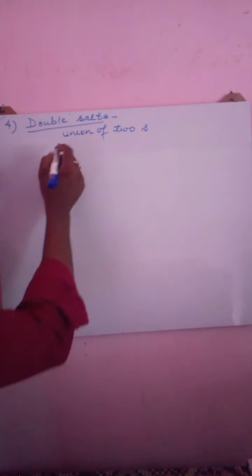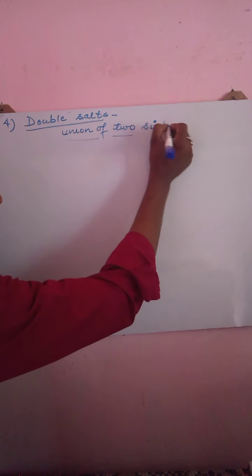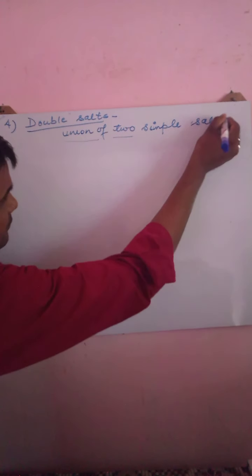Hello children, today we will discuss the remaining types of salt, that is double salt, mixed salt and complex salt. Let us start with double salt. Double salts are the salts which are prepared by the union of two simple salts. Union means combination. After combination of two simple salts, they are dissolved into the water and later on crystallize. In this way, double salts are prepared.